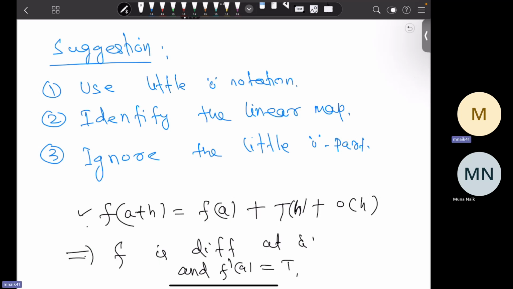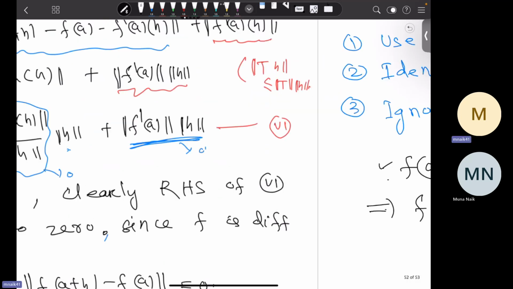Now sometimes you may get confused with little o notation, so you have to use little o notation very carefully. When you are writing a proof, you have to be very precise. My suggestion is don't use little o notation in the beginning; you have to use little o notation at the end. We'll see what I mean by some examples.